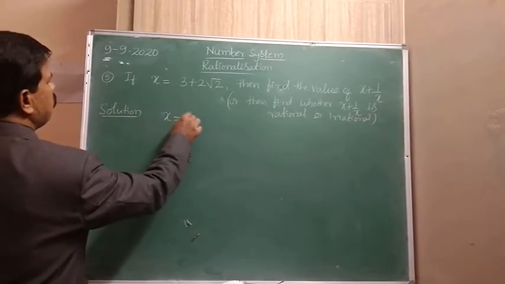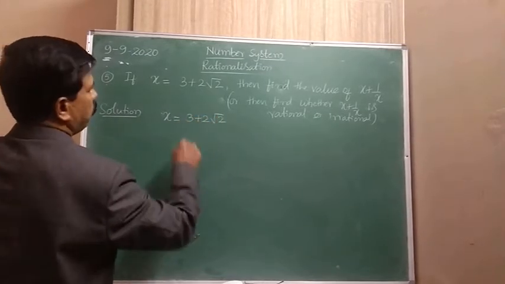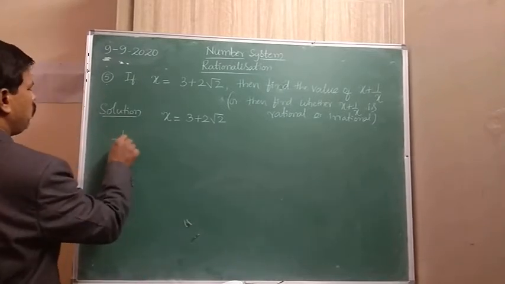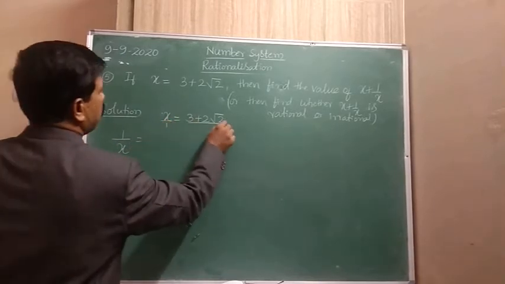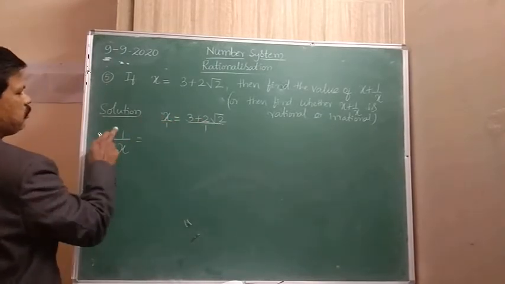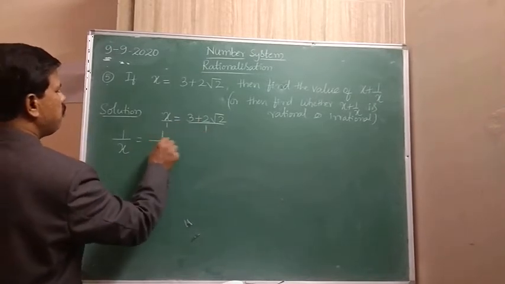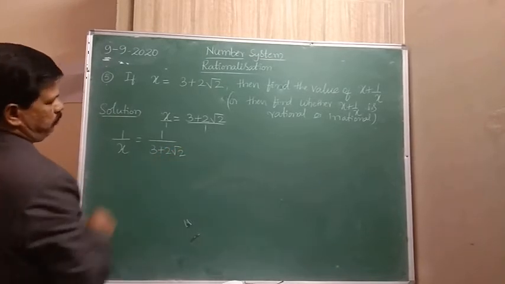x is equal to 3 plus 2 root 2. Now we want 1 by x. Therefore, x by 1 becomes 1 by x. So 3 plus 2 root 2 by 1 becomes 1 by 3 plus 2 root 2.